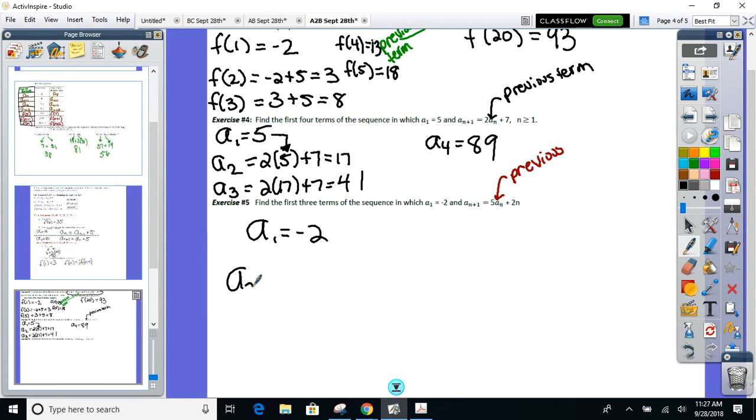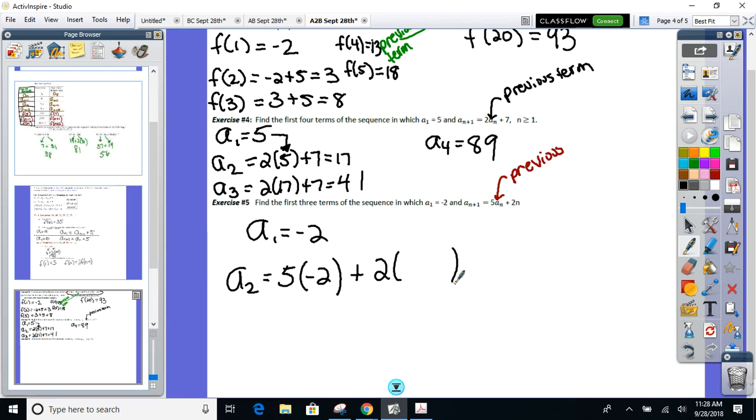Second term. How do I start off by finding the second term? Multiply by 5. Take the previous term, multiply it by 5. What was my previous term here, guys? My previous term was negative 2. 5 times the previous term. Now, plus 2 times something. Now, let's talk about what that something is right now. Ready?